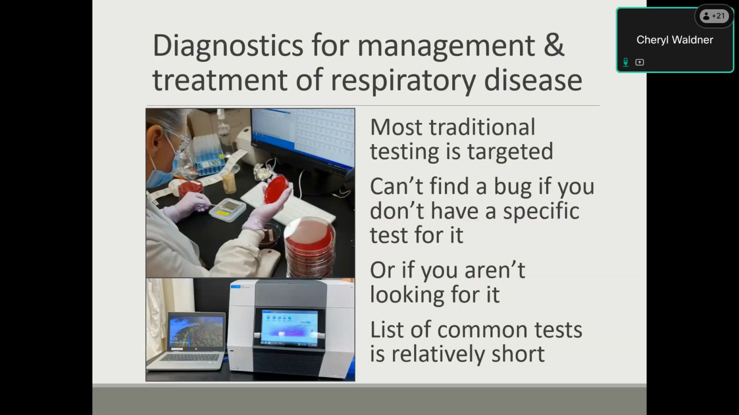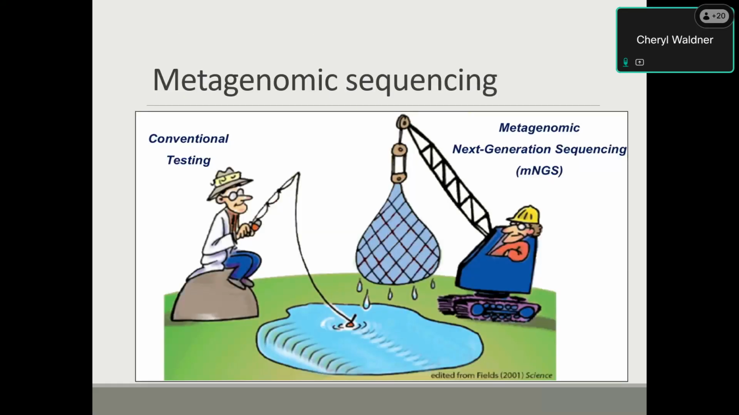The problem with all of this is most traditional testing is very targeted. Basically, if you're not looking for the bug, you're not going to find it. With the small exception of culture, where there's certainly some latitude, for the most part our list of common tests is relatively short. But what we're truly finding in these animals is a lot bigger and a lot more complicated.